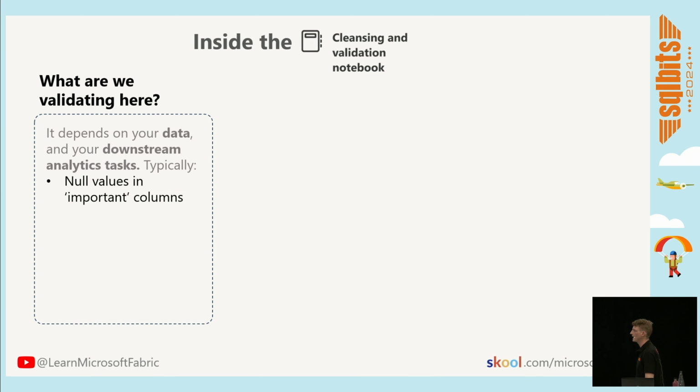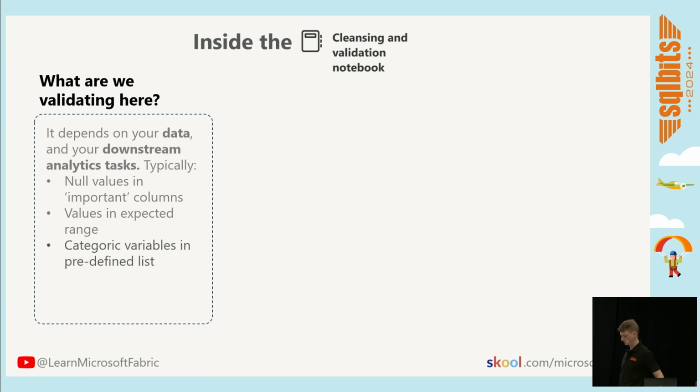Like I mentioned before, null values, especially in important columns, ones that you're going to use for something later on in your pipeline. Are the values in expected ranges? Categoric variables in predefined lists. So if your company does quite a lot around metadata management, you've got a very strict list of dimensions and things for, I don't know, department name or region name, for example. Can you guarantee that any new data that's coming into your system conforms to those predefined lists? And if they don't, that should be flagged.